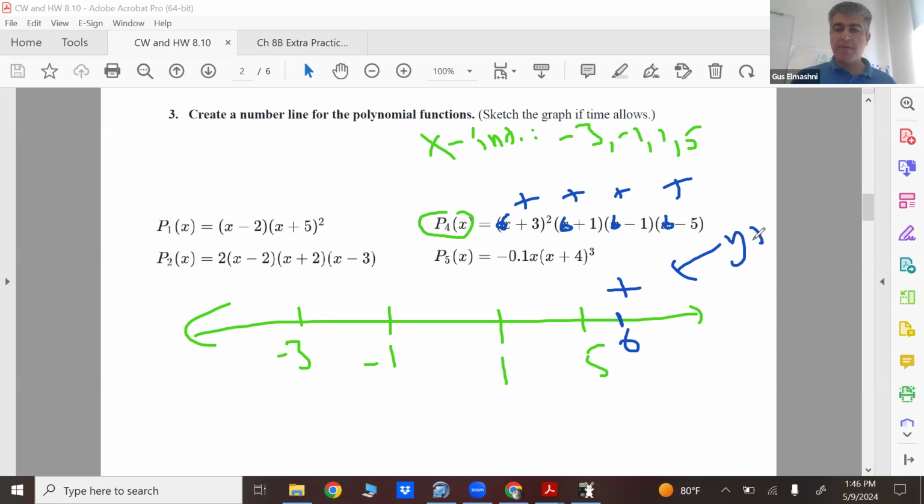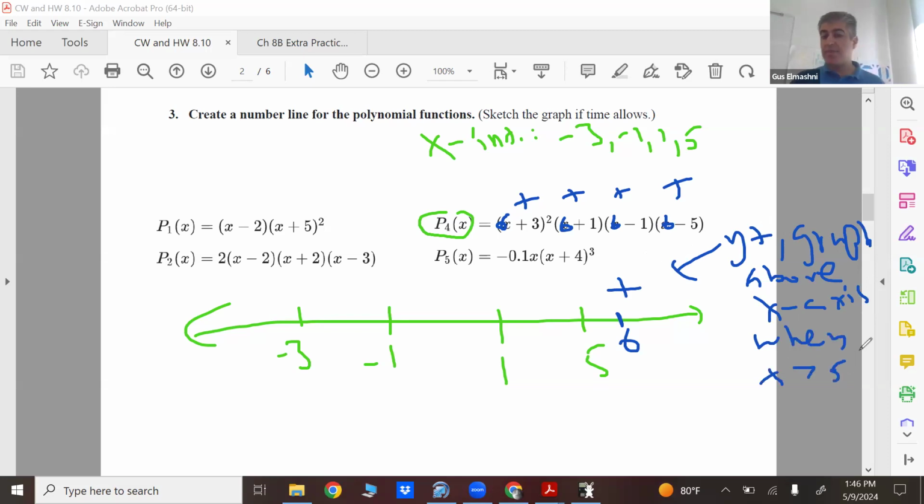So the graph's going to be above. So y is positive here, which means the graph is above the x-axis when x is bigger than 5. It crosses at 5, but when x exceeds 5, the graph would be above the x-axis, because y is positive there. Now, here's what I'm going to do for the rest of this. I'm lazy, but I want to show you guys how to be efficient. I know the answer is going to look like this now.